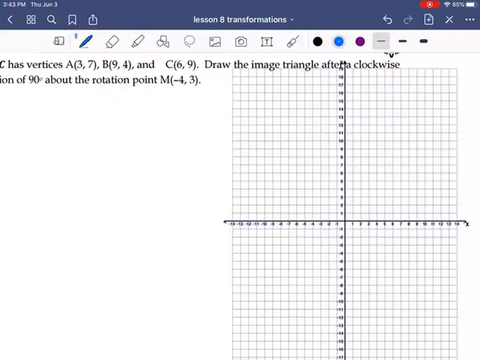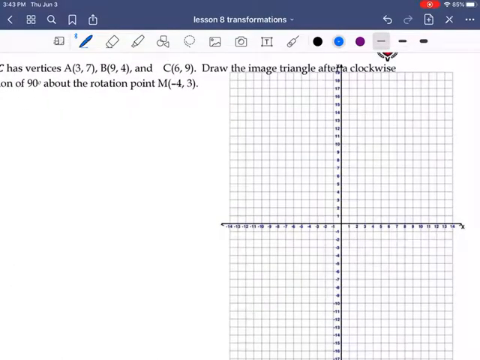Here we go. Let's do another one. So we've got point A, which is 3, 7. Point B, which is 9, 4. And point C, which is 6 and 9. So we've got this original shape. And we're going to rotate it around point M, which is -4 and +3. So that is the center of our rotation, that's where we're rotating.